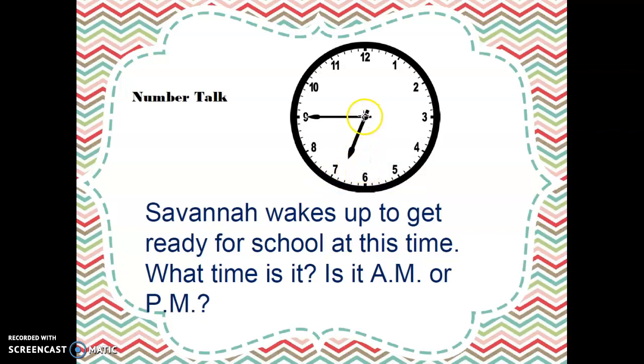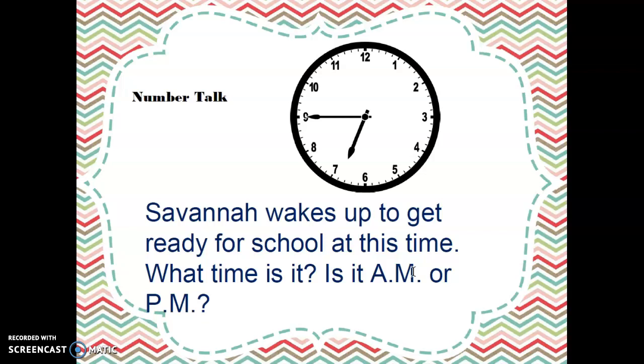And our minute hand over here is pointing directly on the 9. Do you guys remember what the 9 means in minutes on the clock? Let's count. 5, 10, 15, 20, 25, 30, 35, 40, 45. This tells me that it is 6:45. The next part says, is it AM or PM? Now we know that Savannah wakes up to get ready for school. At 6:45 PM, let's think about that.